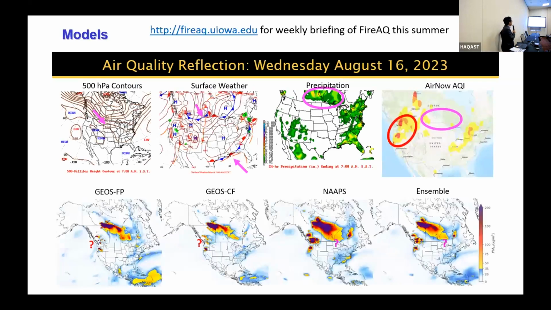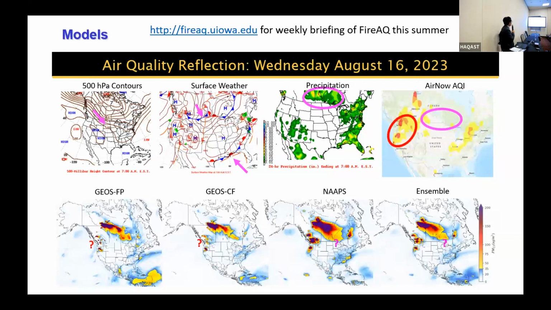So the topic of the session is about models and satellite observations. I just want to start with a case study to illustrate some of the model limitations and the strengths of satellite observations. What I'm showing here is actually the real slides that we provide in the weekly briefing for the winds for August 16th.